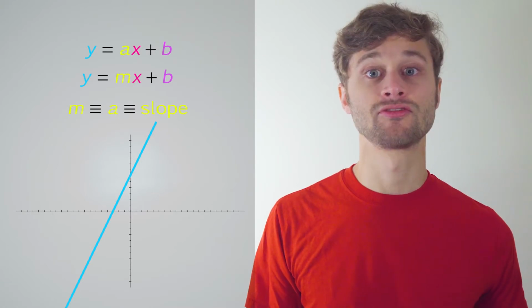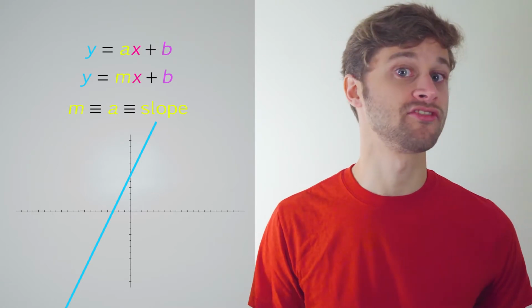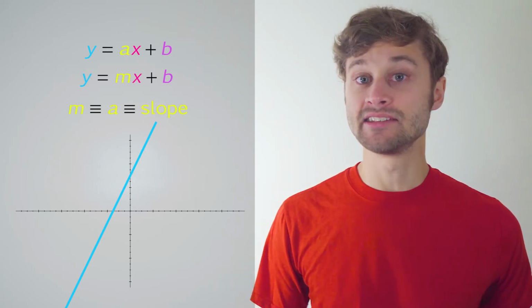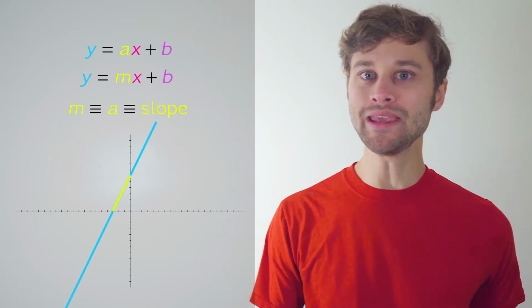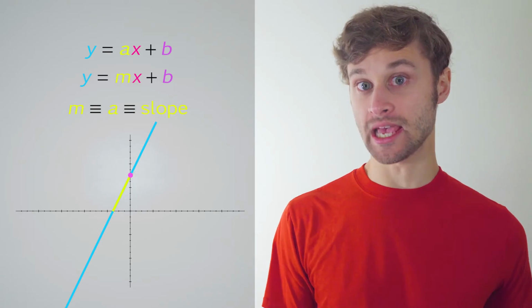The nice thing about this form is that it gives me two properties of this function right off the bat. A is equal to the slope of the function, and b is equal to the y-intercept of the function.